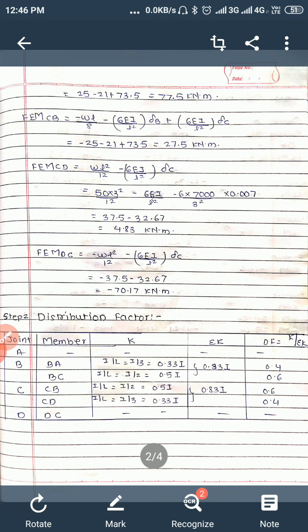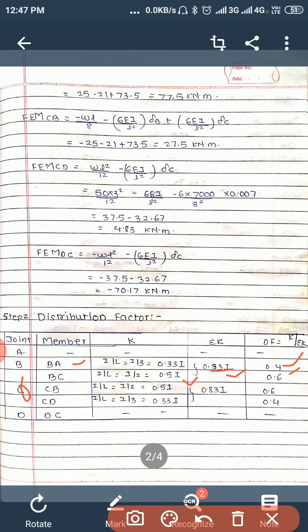Just be careful with the length L of the particular span. Okay, and just find the summation of K for B joint and for C joint. Now what is the distribution factor? Distribution factor is the ratio of, now consider for this BA, 0.33I divided by 0.83I will get the 0.4 value. Then 0.5I divided by 0.83I will get 0.6 value.